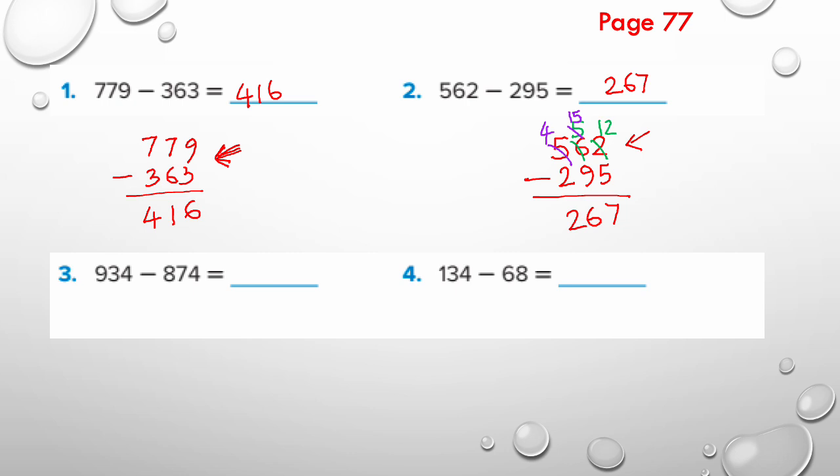Now take a pause. Find the answer for question number 3 and 4 and verify your answer. Okay, see now. So the question is 934 minus 874. So again, naqas, minus. You need to start from the right side. 4 minus 4 is 0.